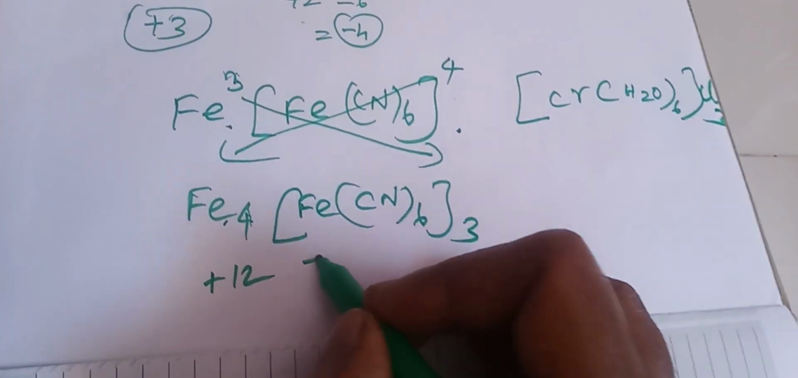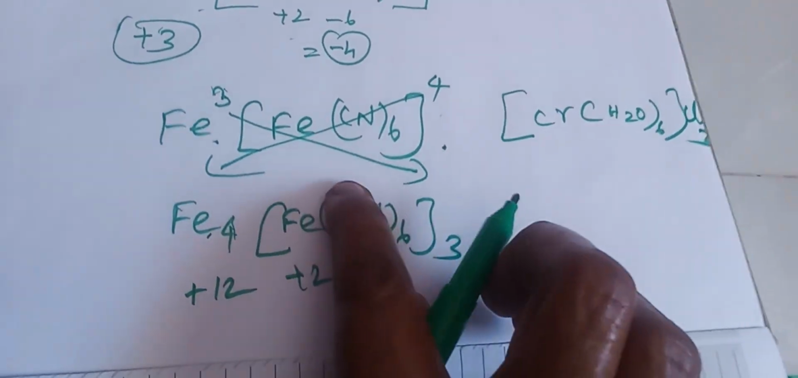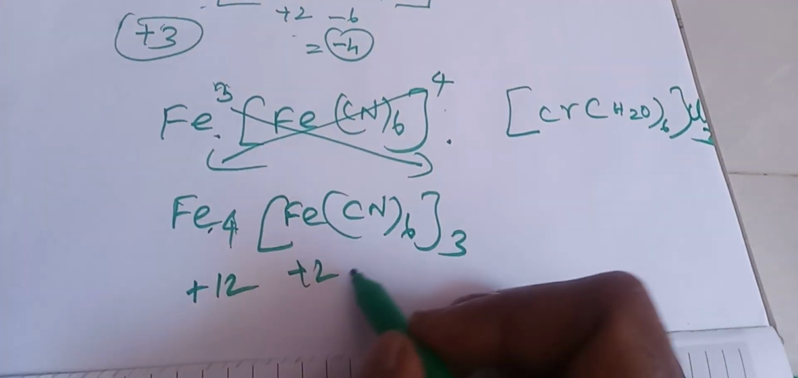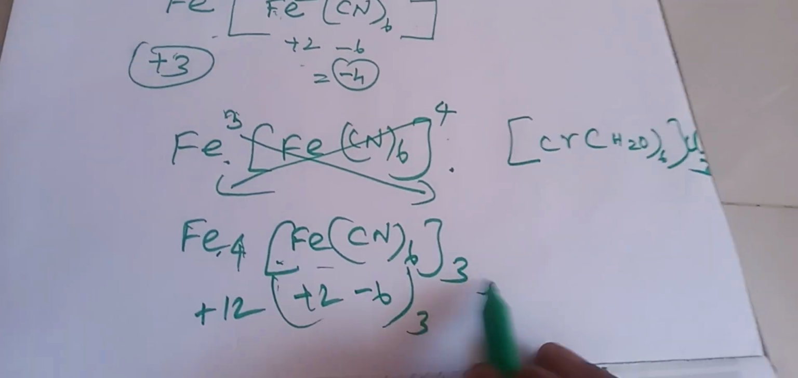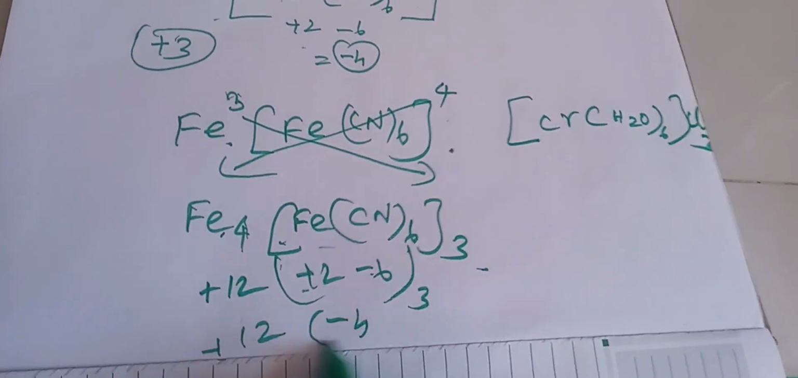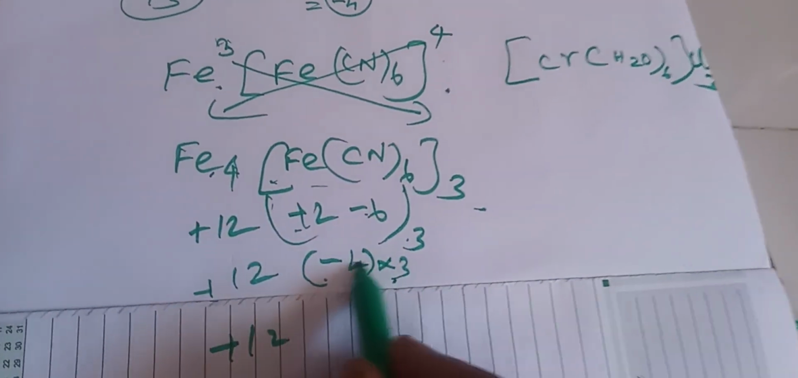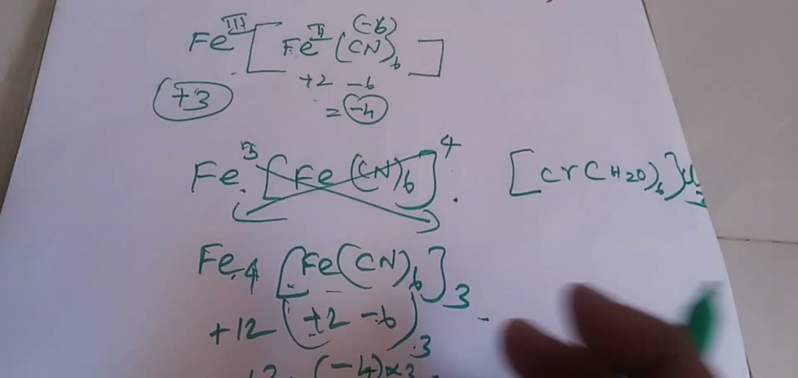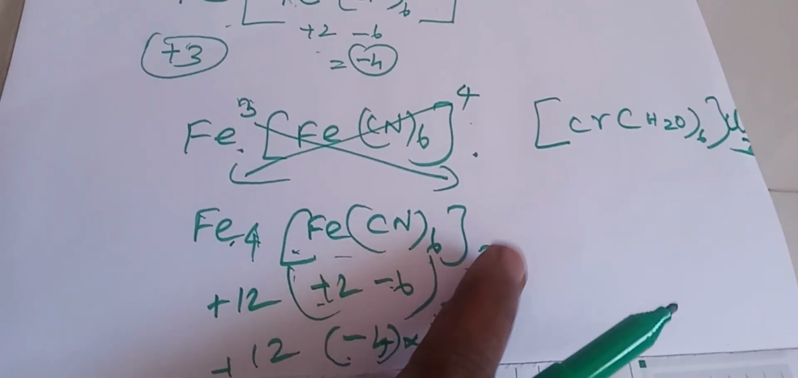So +2. For cyanido -1, since there are 6 cyanido, so -6. For outside the sphere, 3 is there. So this is +12. So -4 into 3, so +12 -12. Overall charge 0. So this is the formula of the compound: Fe4[Fe(CN)6]3.